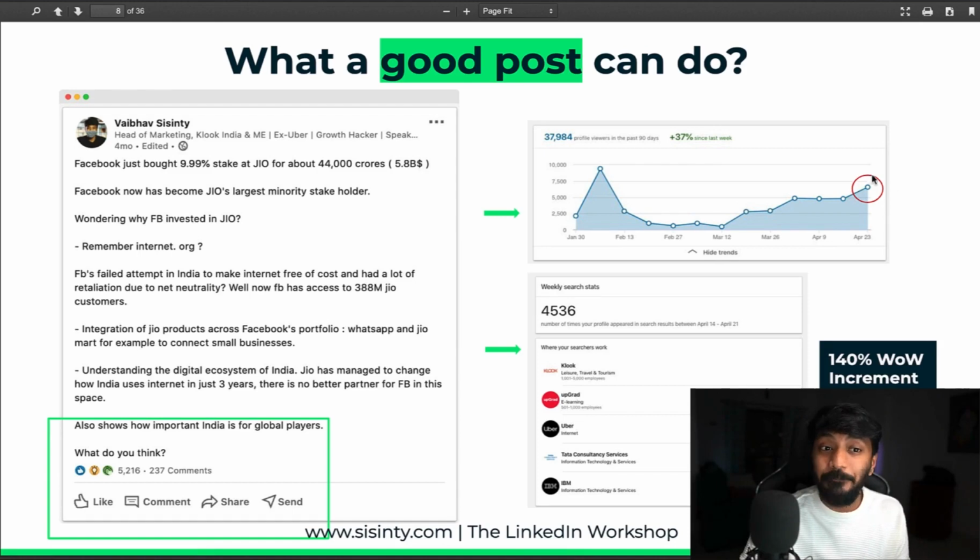April 23 week, that is when this happened. You can check out the dates. It resulted in such a transient spike. You can see a 37% increase in last week's profile views. As a result, a 140% week on week increase in search appearances as well. That is the power of good content.